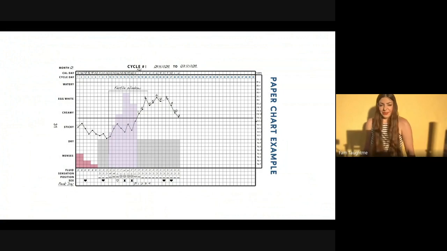And so here is just a paper chart example of what the fertility awareness chart looks like. And what you're seeing here is basically a bar graph and a line graph overlapped.